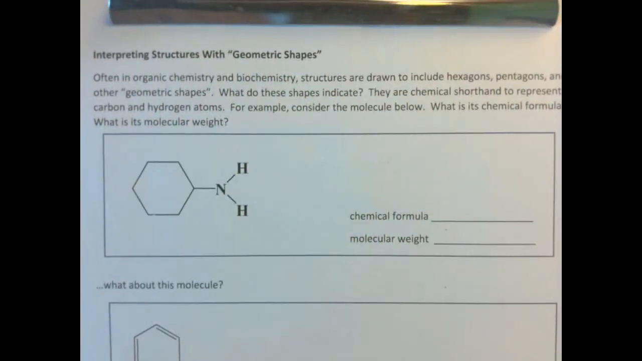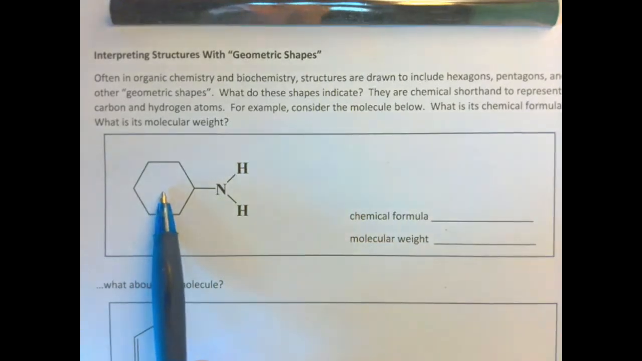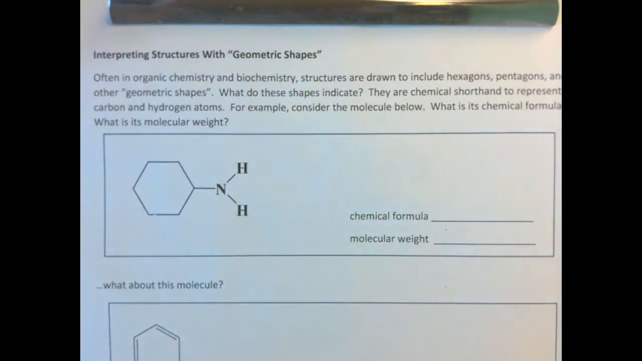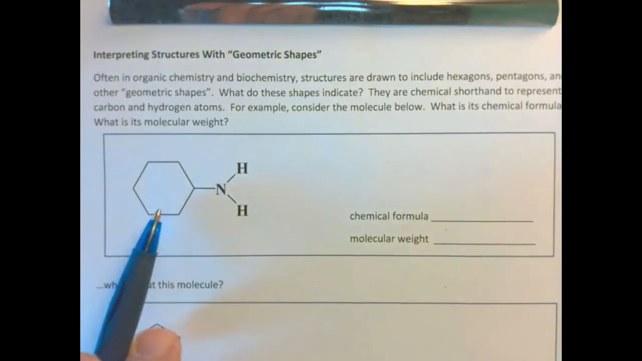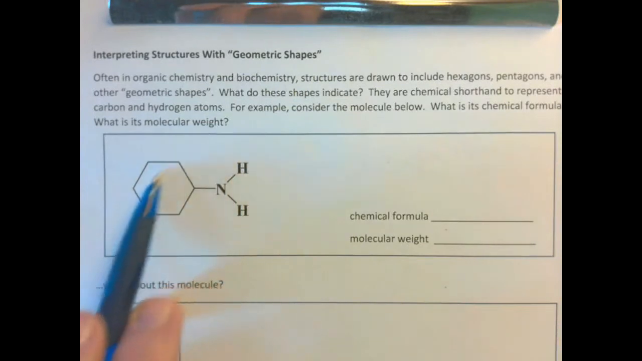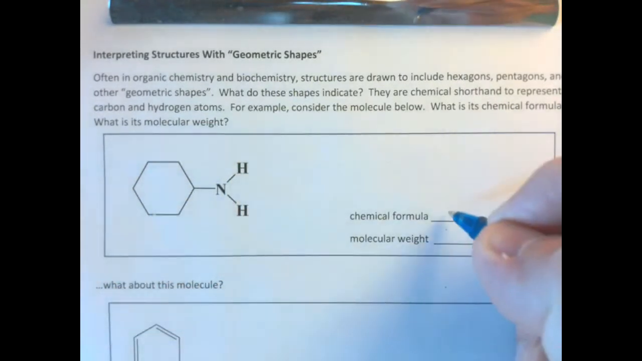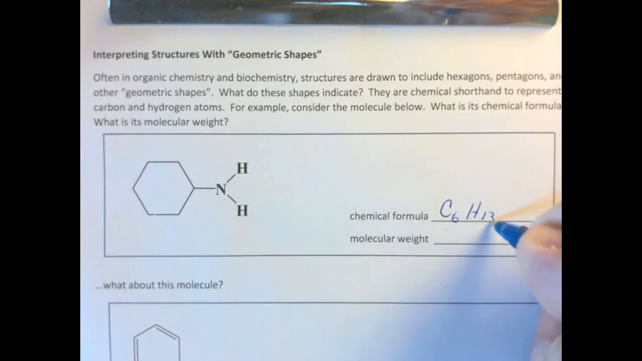I could just as correctly draw it that way and it's a lot easier to look at, a lot faster to draw, and anybody that understands this concept knows that this means that. It's just a lot neater and takes up a lot less space. So this molecule right here has, as we said, a chemical formula of C6H13N.